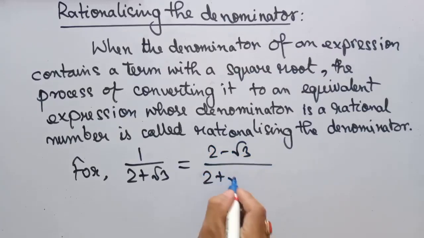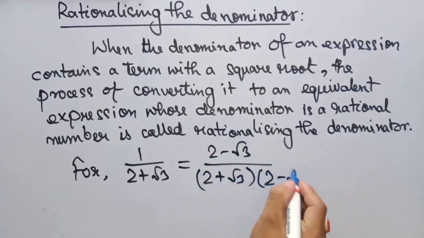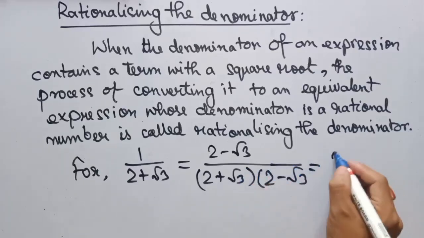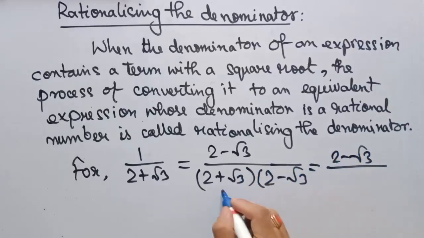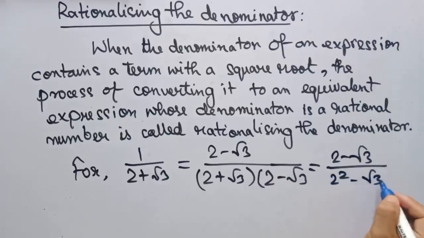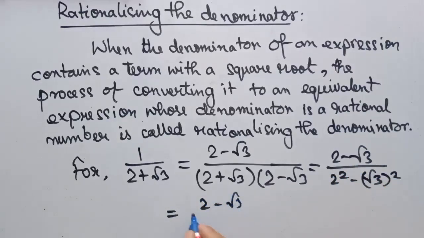So multiplying both numerator and denominator by 2 minus root 3, we will get 2 minus root 3 by 2 square minus root 3 square, which is 2 minus root 3 by 4 minus 3, equal to 2 minus root 3 by 1. So here the denominator is converted into a rational number. Converting the denominator into a rational number is called rationalizing the denominator.